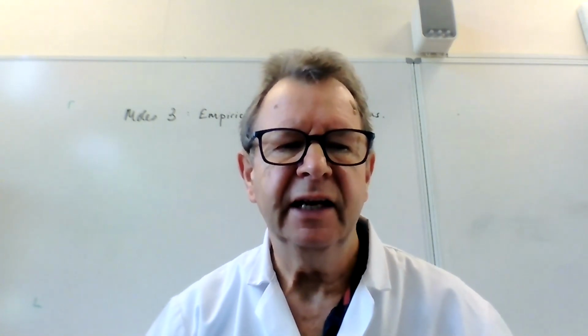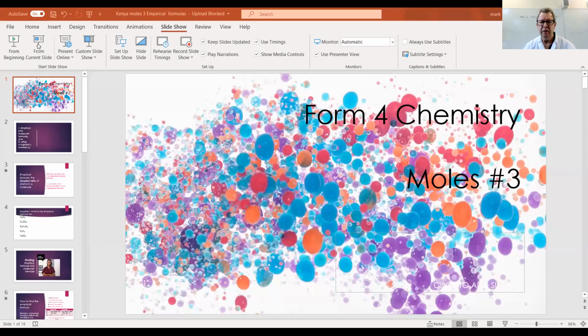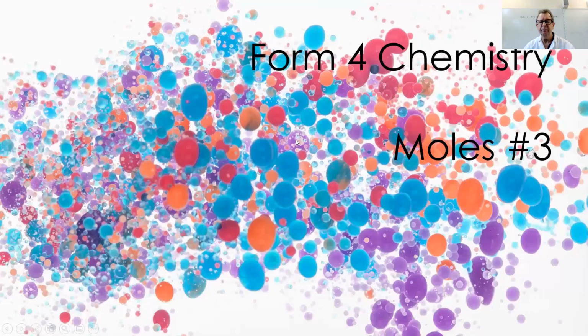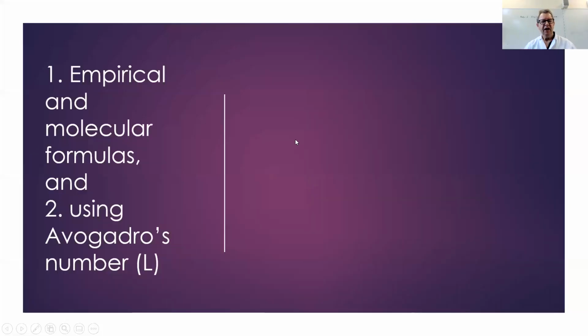What I have here is a little presentation again. This is about moles, and it's number 3 of the set of them. And it goes like this. It's about empirical and molecular formula, but it's also about using Avogadro's number, which is that big number 6.023 times 10 to the 23.